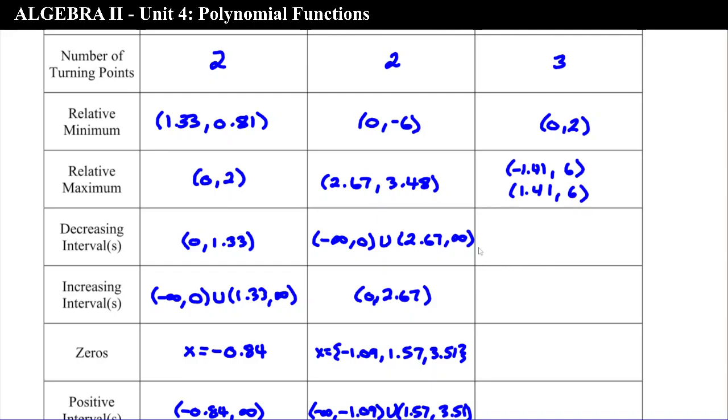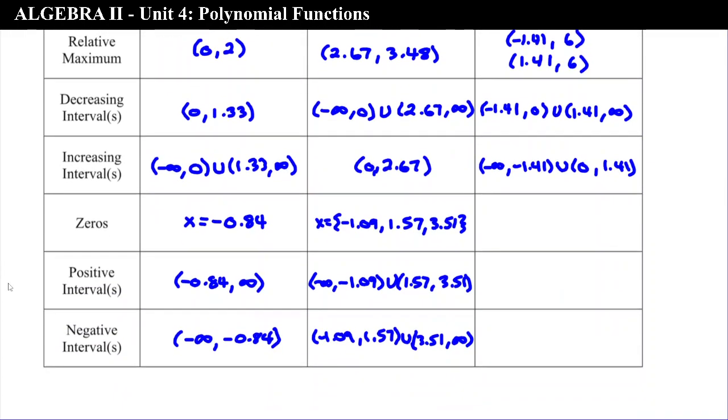All right, our decreasing interval is going to be from negative 1.41 to 0 and union with 1.41 to infinity. Our increasing interval is going to be from negative infinity to negative 1.41, union with 0 to 1.41.